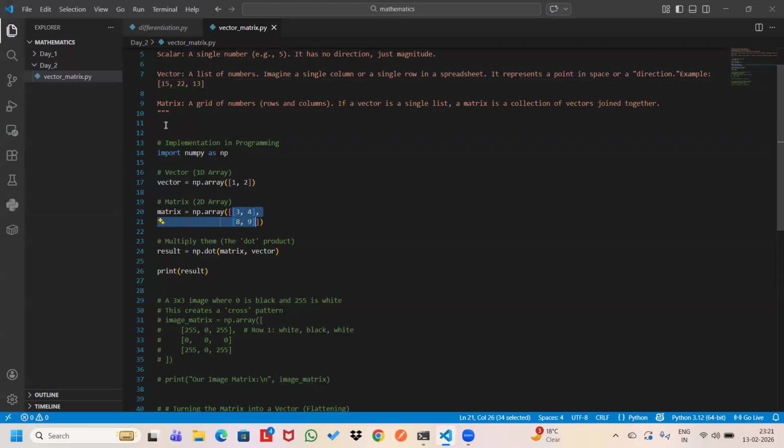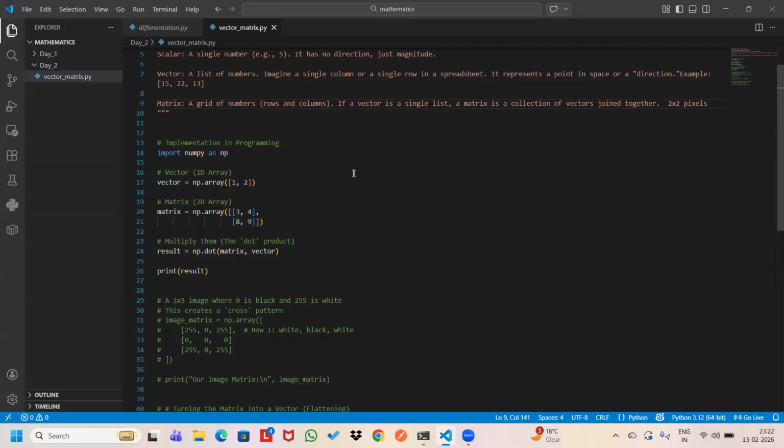Let me write it over here. It will look like this, a 2 cross 2 pixel image. Pixels.